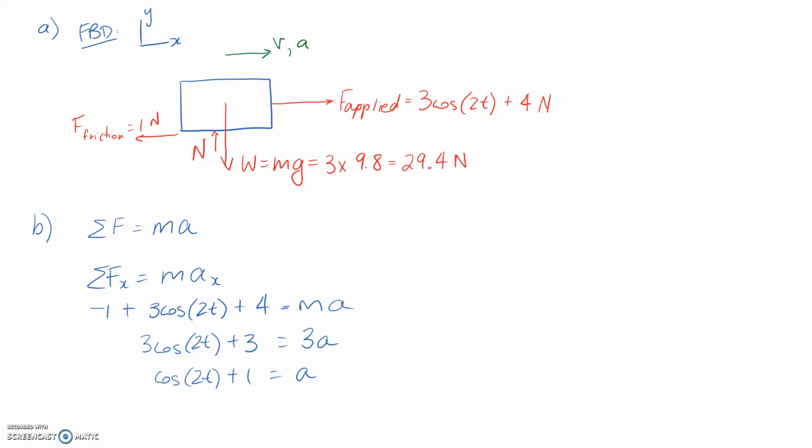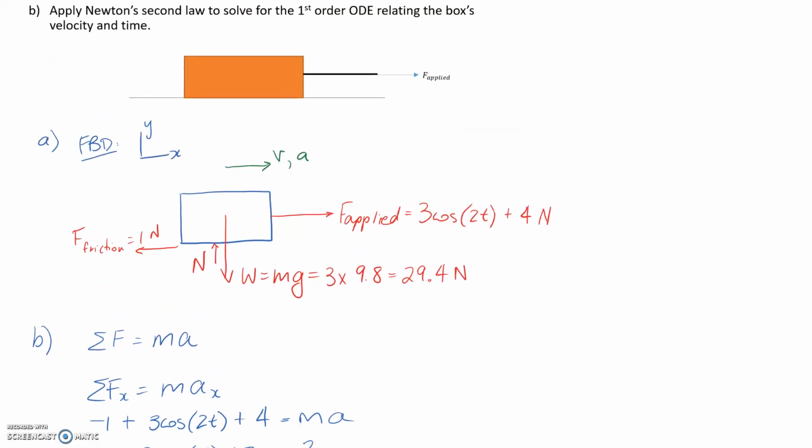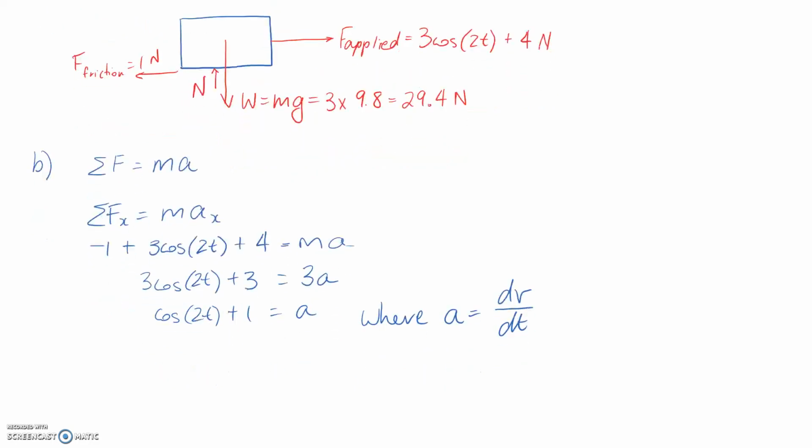We get that. Right, so at the moment what we have is an equation that relates the acceleration of our block to the time t. Now if we scroll back up, what we were looking for is a differential equation that related the box's velocity and time. So velocity is the key word here. So what we need to do is change this over from acceleration into velocity. We know that acceleration is the rate of change of velocity over time, so we can go back and substitute this in.